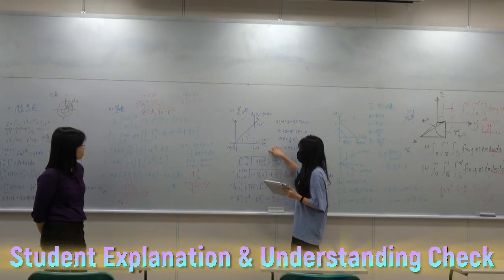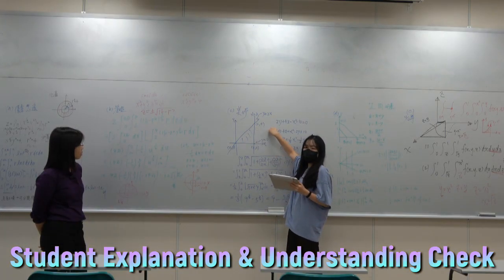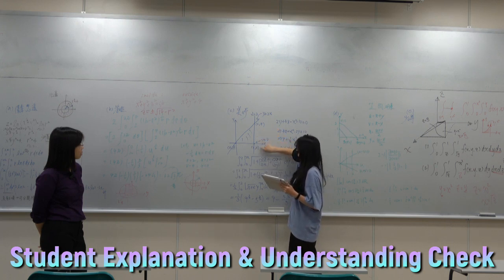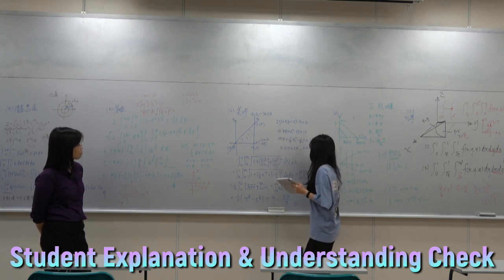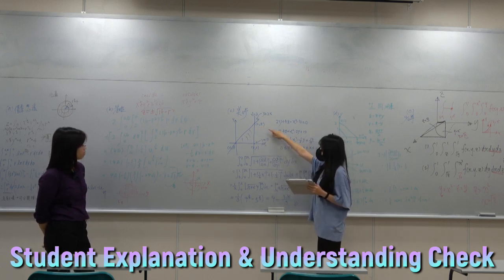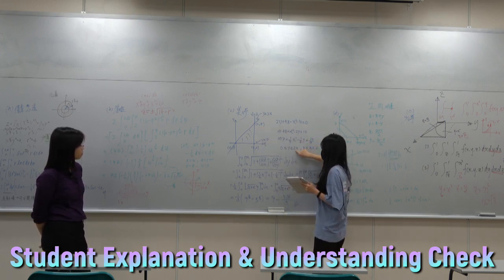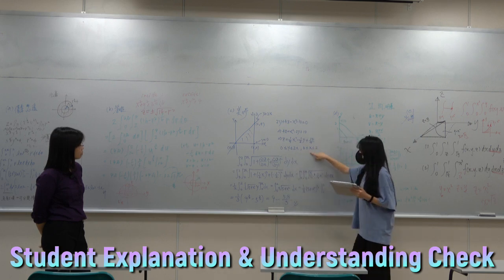We draw the xy plane and the points. So we find out the range of x and y. Y is between 0 and 2x, and x is between 0 and 2.